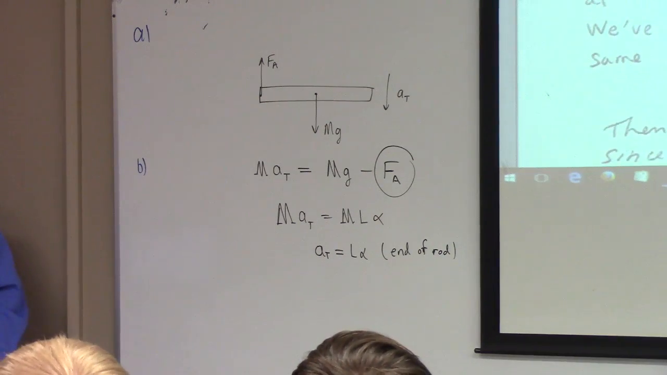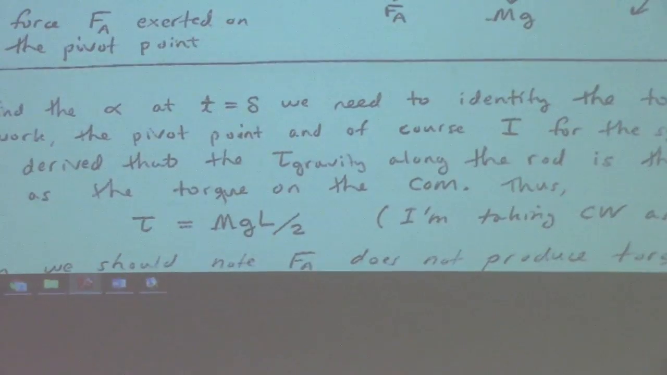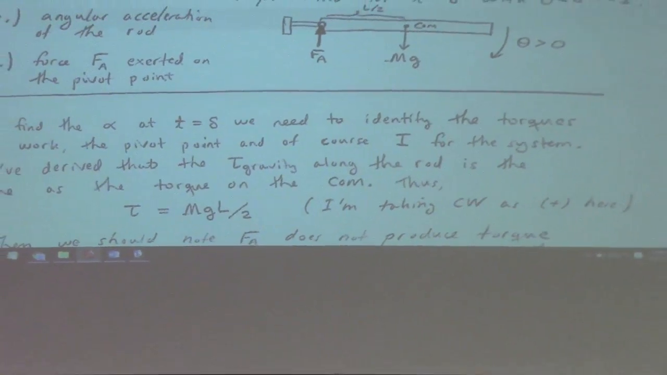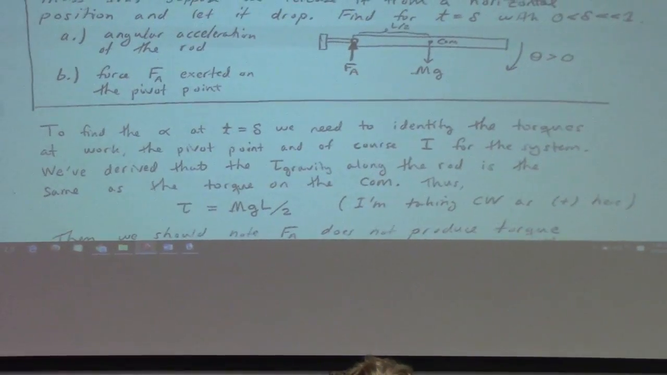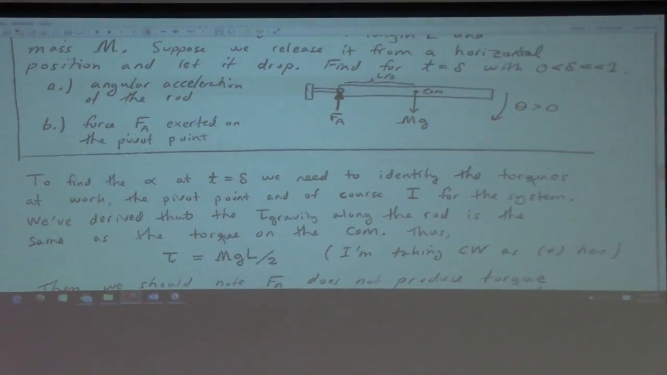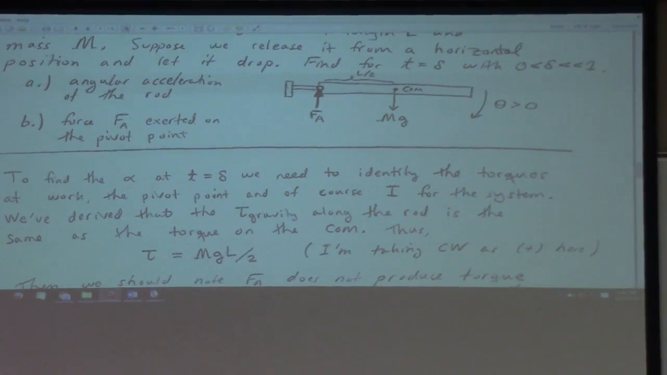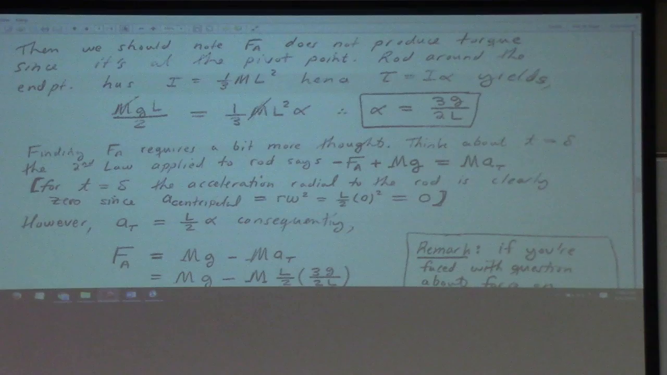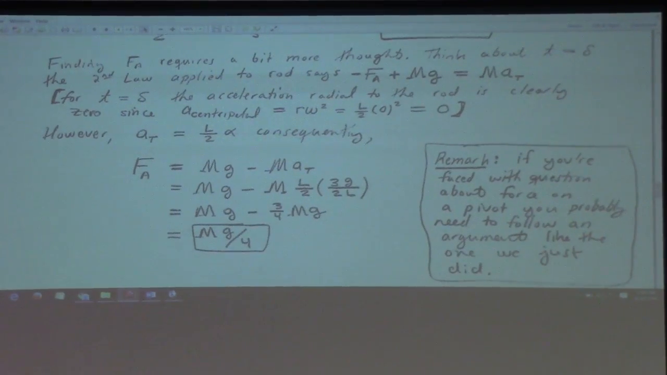So many words. Oh, I just said find Fa exerted on the pivot point. Huh. Oh, I think I have to consider the center of mass. So I should probably put L over 2 there, I suspect. Yep. So that would be at the end of the rod, but I have to use the center of mass concept, so I'm supposed to put L over 2 here.